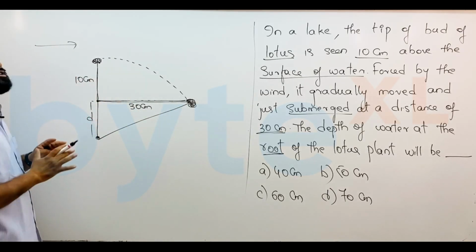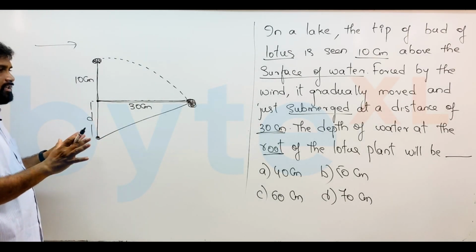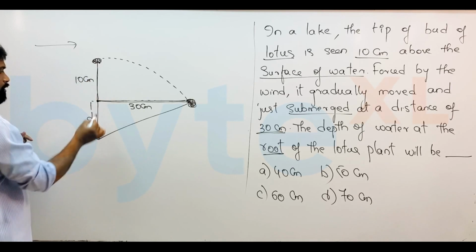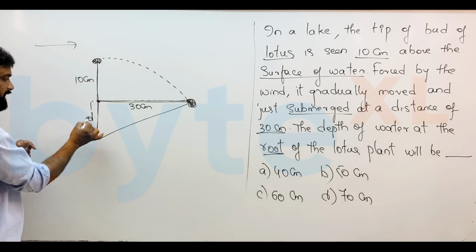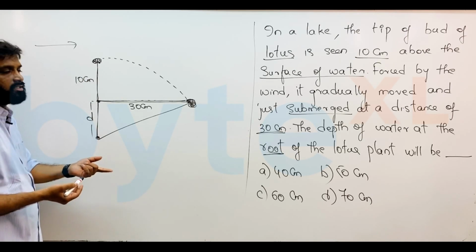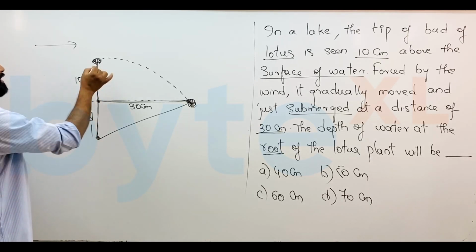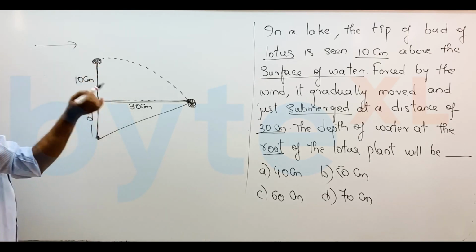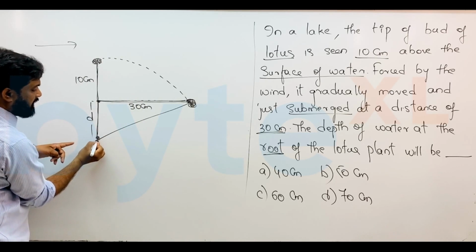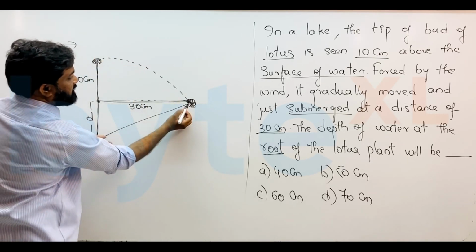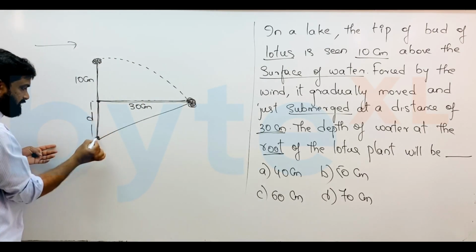So, from the language, this is nothing but a tricky language. Language is the only thing that matters here. So, there is a lotus plant. Inside the water, there is submerged distance, that is depth D. We don't know. We have to find what is that depth of that plant. But above the surface of the water, 10 centimeters above the water level, we can see the plant. So, because of the wind force, the root will be stationary. So, it got submerged at 30 centimeters. That means it got submerged here. So, he is asking what is this distance.